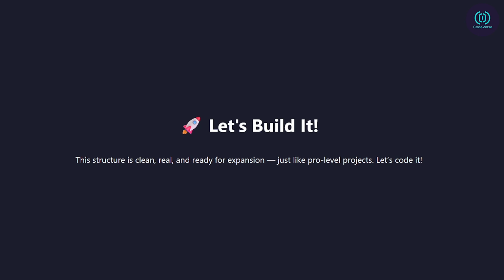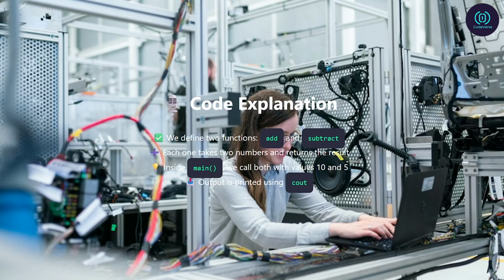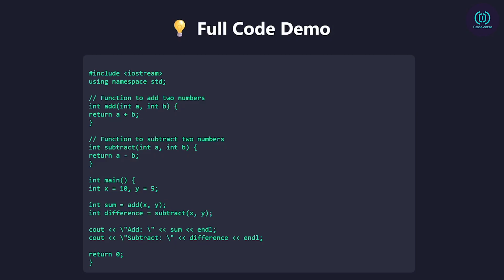Let's code it. We start with two functions, add and subtract, both returning integers. Each takes two integer parameters and returns a calculation. Inside main, we define two numbers, 10 and 5, and call both functions. We store their results in variables, and then display the results using cout.